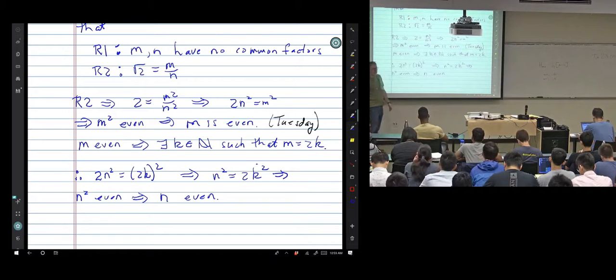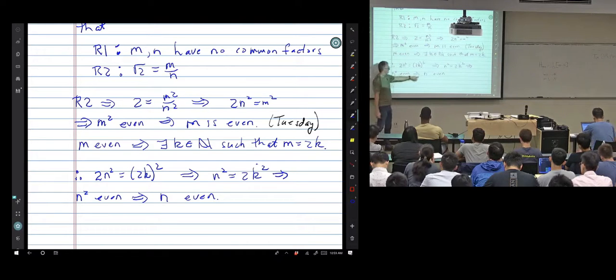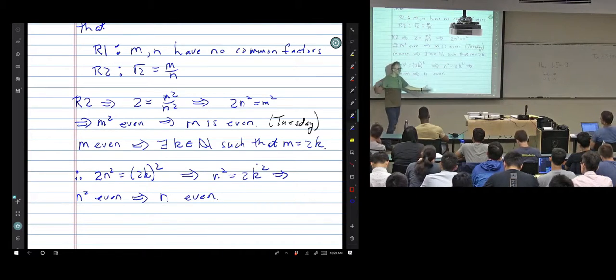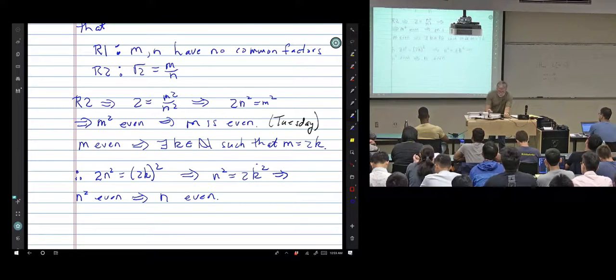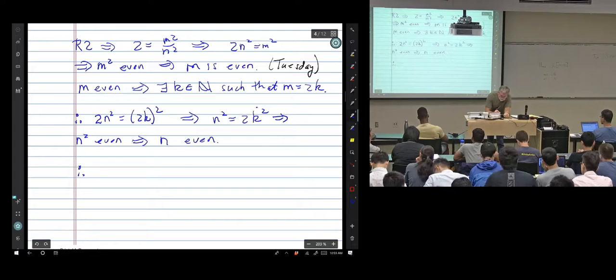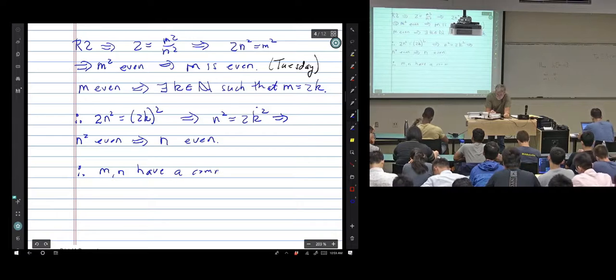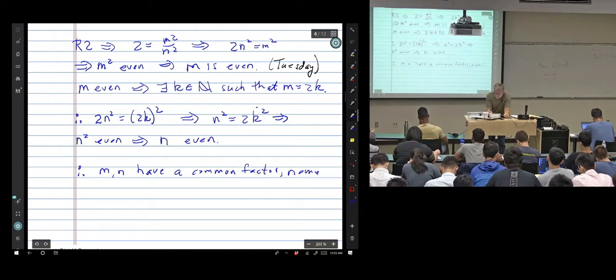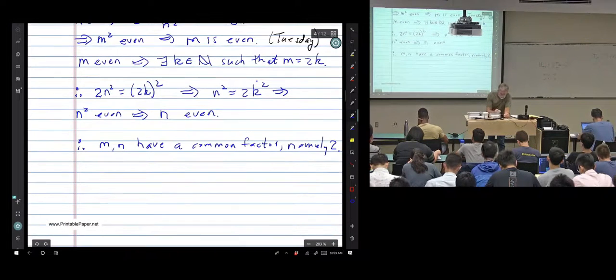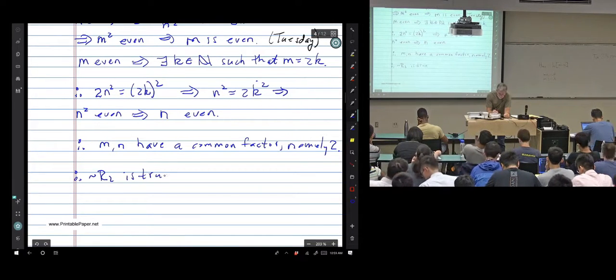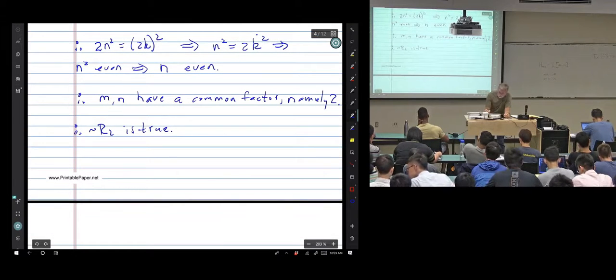Okay, so what's the problem here? They have no common factors, but they're both even numbers. So we've just shown, conclusion, M and N have a common factor. Namely 2. So conclusion, not R2 is true. Okay? So this is our contradiction. We have a contradiction.